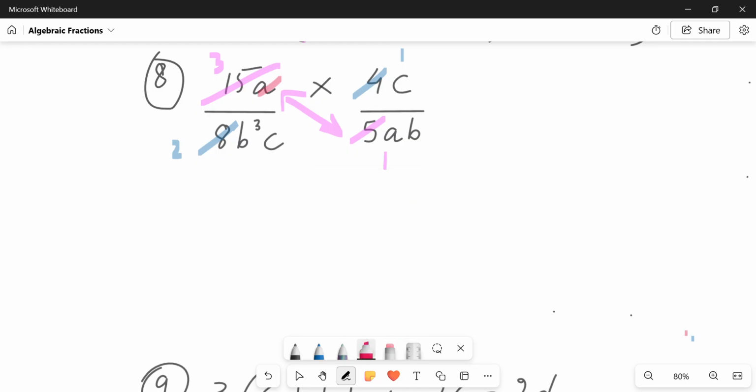Variables, a cancelled with this a. Okay, now check another one. We have this b here and here. Okay, straight, never and ever. Straight, never cancel. Only in cross or vertically, not in horizontally.